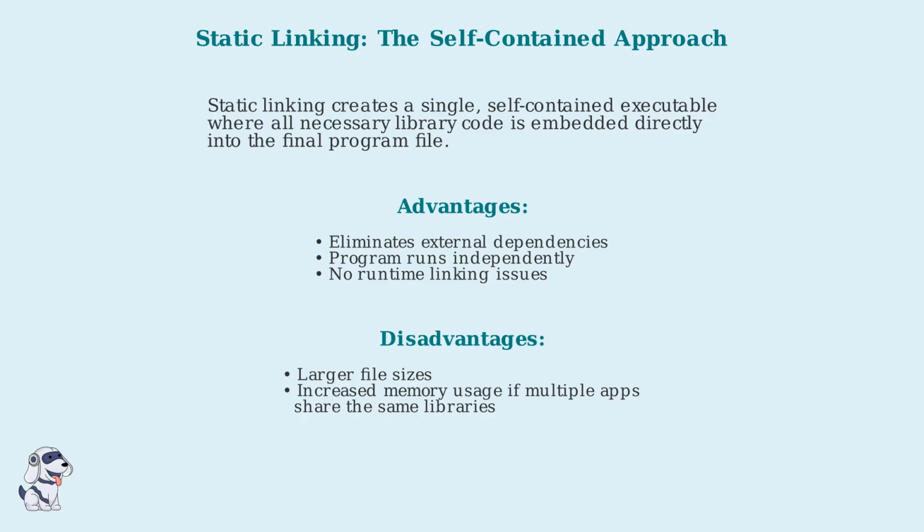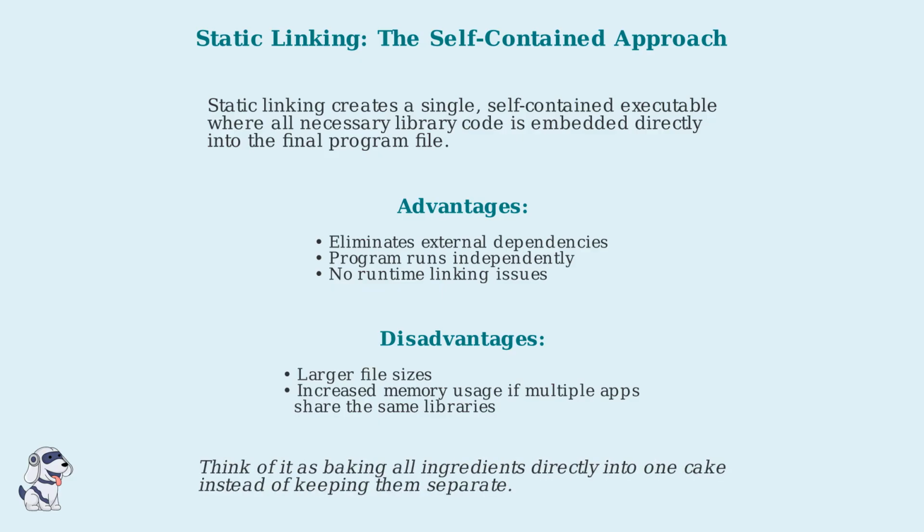own copy. Think of static linking like baking all the ingredients directly into one cake. Everything is combined into a single, complete package that doesn't need any additional components. This illustration shows how static linking combines program code, data, and library code into a single file, unlike dynamic linking where the library remains separate.